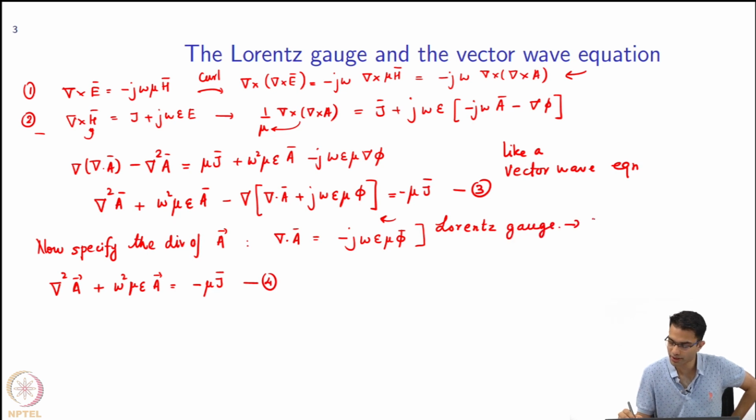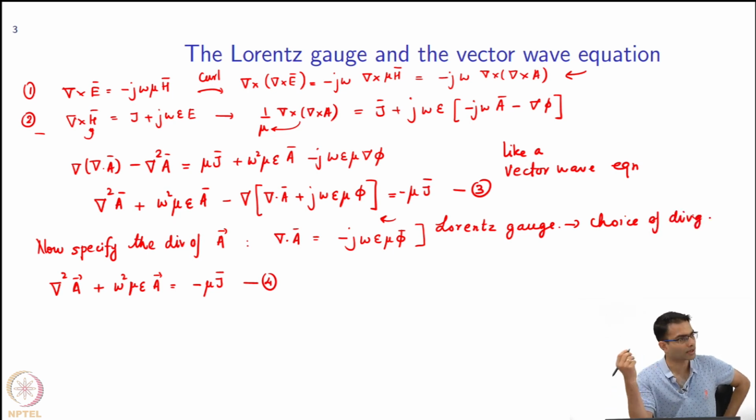So, remember this is a choice of the divergence. There is another gauge called Coulomb gauge where some other choice is made for divergence of A. Okay. So, it depends on the problem. The basic philosophy in most EM problems is to make those choices which make life easy. So, here making this choice makes life easy because I get this nice vector wave equation.